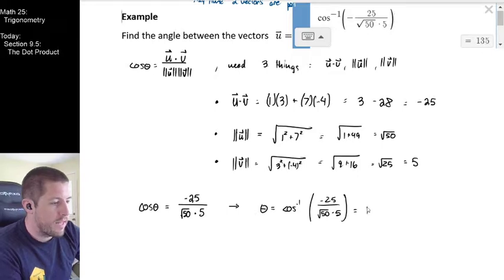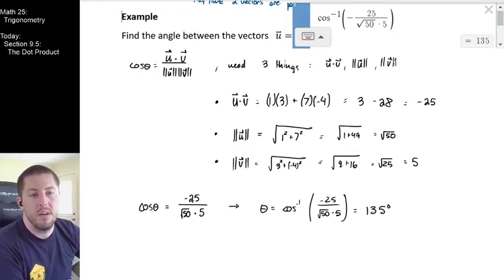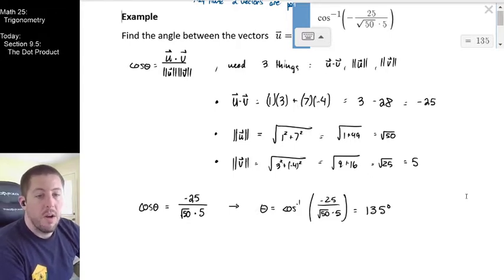It looks like we're getting this to be 135 degrees right there, according to my Desmos calculator. So I did my cosine inverse. I was in degree mode. I got 135 right there. So that formula over here was pretty easy to use. Finding the dot product is easy. Finding magnitudes is easy. Putting it together and doing a single inverse cosine, it's pretty easy, right?